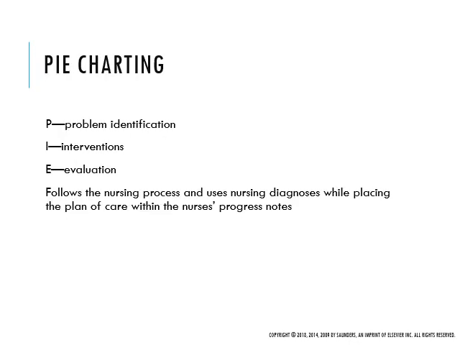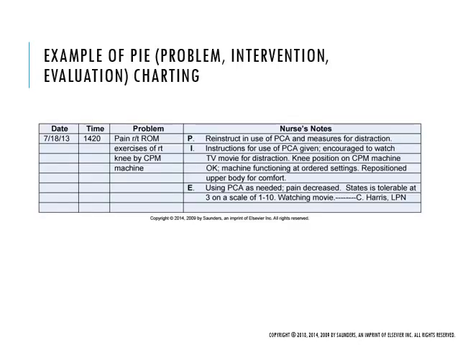PIE charting. The problems, teaching, and discharge needs are listed under the PIE, or under the P in the PIE. Interventions performed are documented under the I, and the outcomes of the interventions are evaluated and documented under the E. And here is an example of the PIE format.